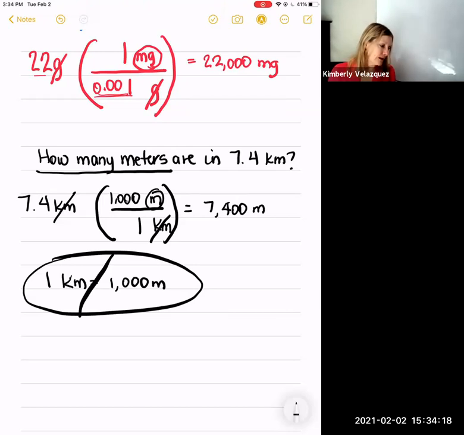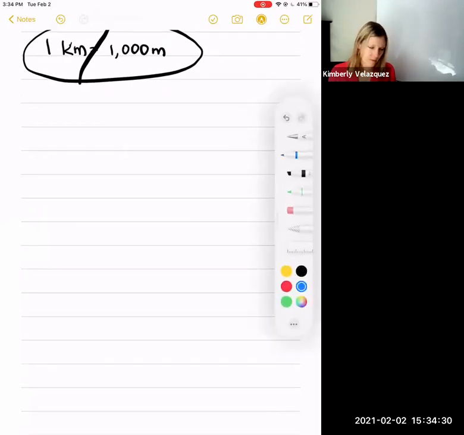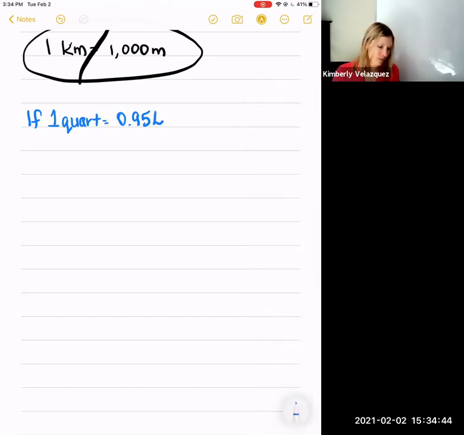Okay, now we're going to get to one where we need more than one step to complete the problem. And this is where it gets a little bit trickier for some students. Okay. If 1 quart equals 0.95 liters, so it's almost a full liter, how many quarts are in 2,000 milliliters?